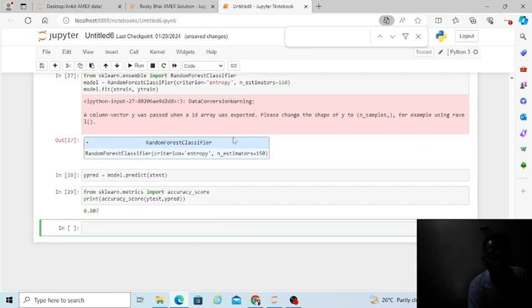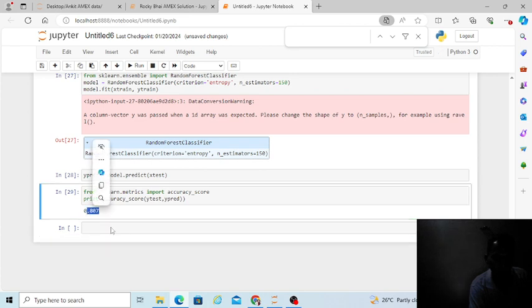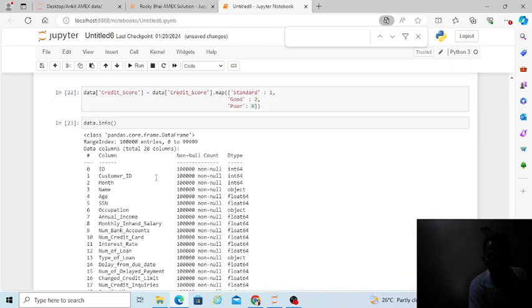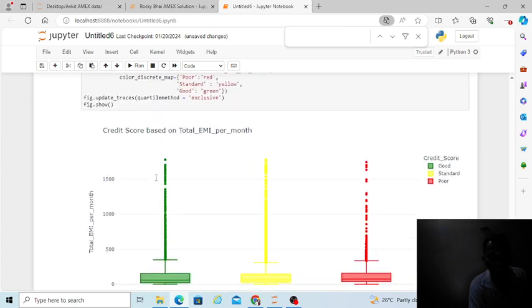If we bring more hyperparameters and tune it using grid search CV and etc., our model accuracy will automatically increase from 80% to more than this. So this was a small project on credit classification.